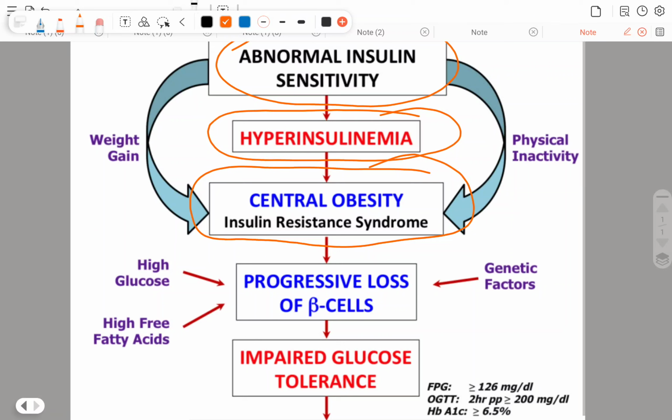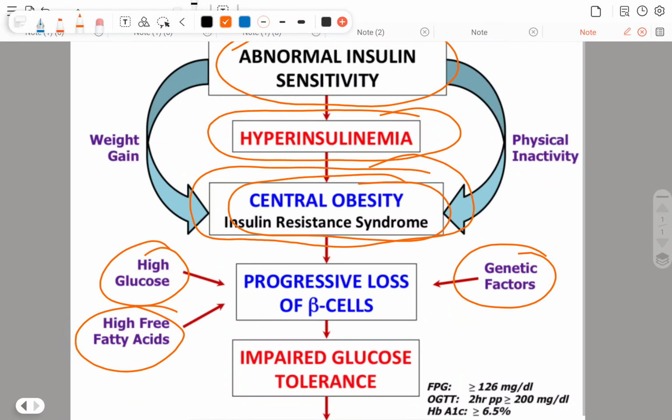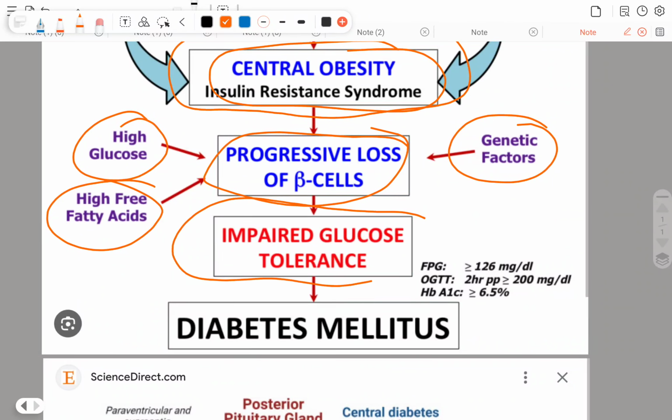And look at that, the high glucose level, high free fatty acids and genetic factors as a result mean that the central obesity insulin resistance syndrome can cause progressive loss of beta cells. It means that the patient couldn't form normal amounts of insulin to the bloodstream. The net result is diabetes mellitus can be formed. That's the second type of diabetes mellitus pathogenesis.